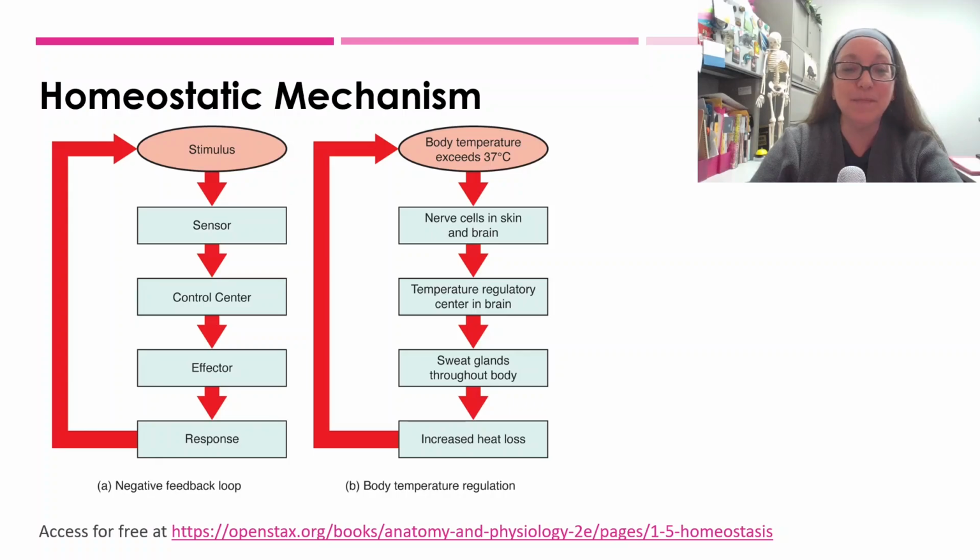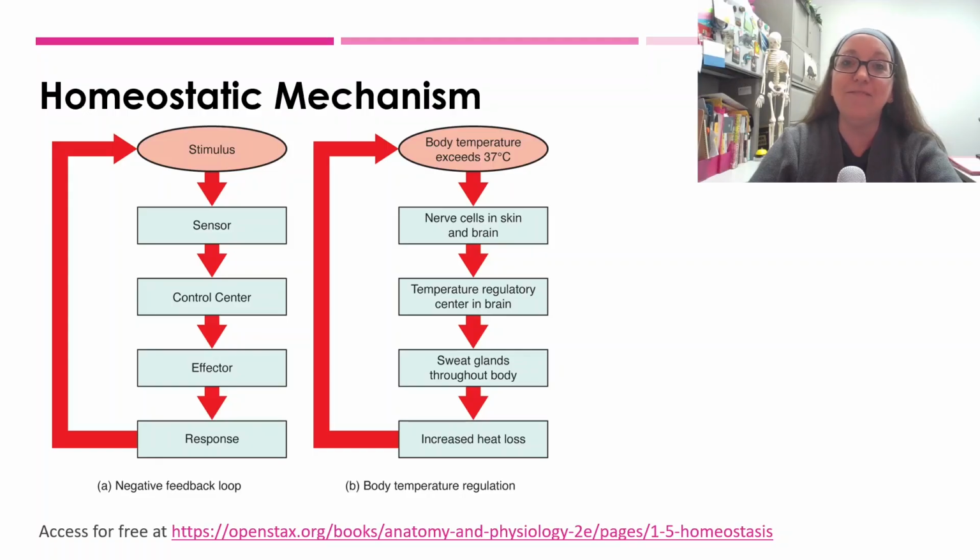The control center, typically the brain, receives this information. The control center has a set point, the normal range of values that need to be maintained. Since the temperature is too high, the brain is going to send out a message to start the cooling process.